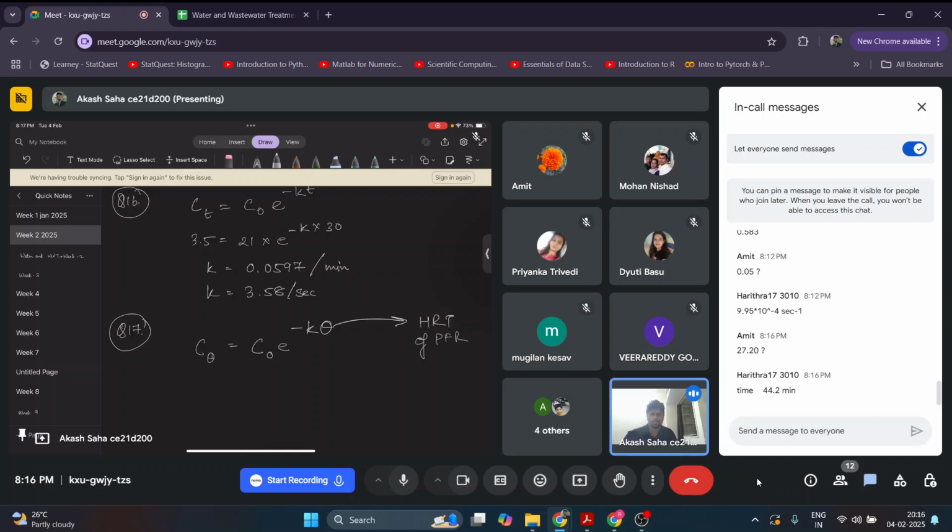Same formula. So here it is 1.5 is equal to 21 into e to the power minus 0.0597 into theta. So my theta will be equal to 44.2 minutes. Okay, so 44.2 minutes. Simple. Yeah, Haritra, it's right.